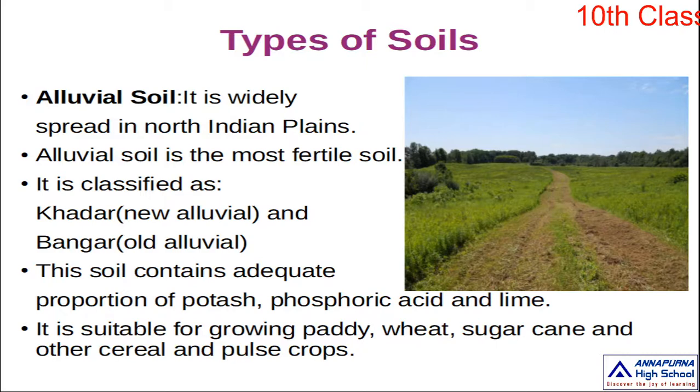One more thing, alluvial soils are the deposits of the great rivers. Particularly in India, we have perennial rivers like the Ganges, Brahmaputra, and Sindhu. Because of these three rivers, we have deposits of alluvial soil. That is why alluvial soil is the most fertile soil. That is the first soil.